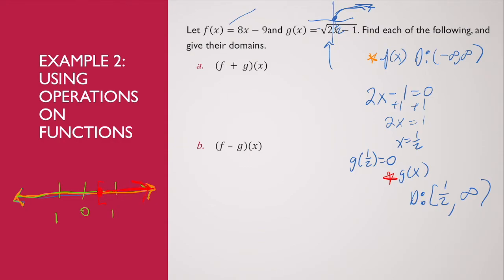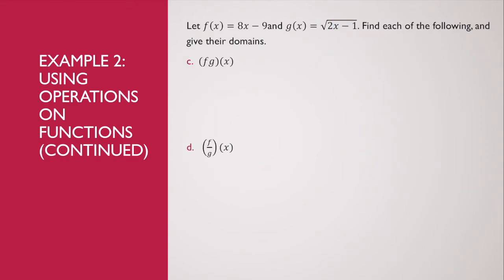So I'm looking for where it is both orange and red. Well, that's going to be the intersection where they overlap. So my new domain is from 1/2 to positive infinity for the sum and the difference. I'm looking for where these two domains intersect or where they overlap. The same is going to be true for the product.